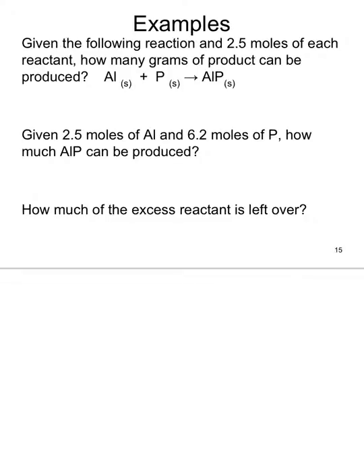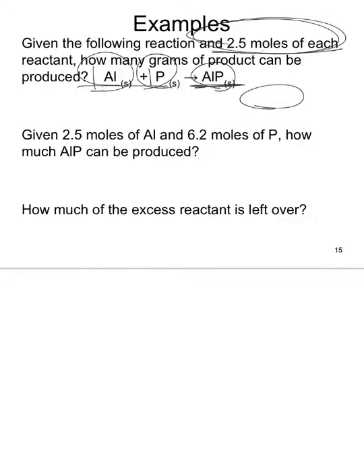All right, so we're going to start with this. We have 2.5 moles of each reactant. How many grams can be produced? Well, again, this is a 1-to-1 ratio. So for grams of product, I'm going to take 2.5 moles of aluminum, and it doesn't really matter because I need 2.5 moles of P as well. So these are going to run out together. I can just take 2.5 moles of aluminum. 1 mole of aluminum should make 1 mole of aluminum phosphide. And then I've got moles of aluminum phosphide, and I could change to grams.